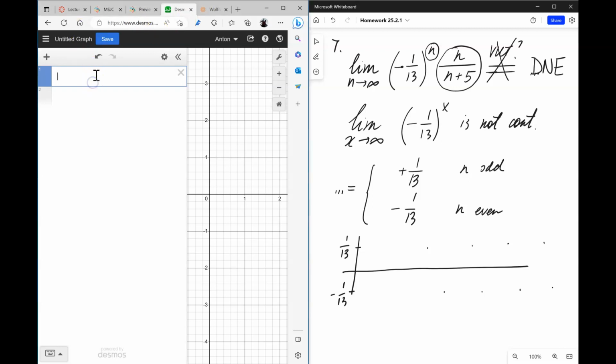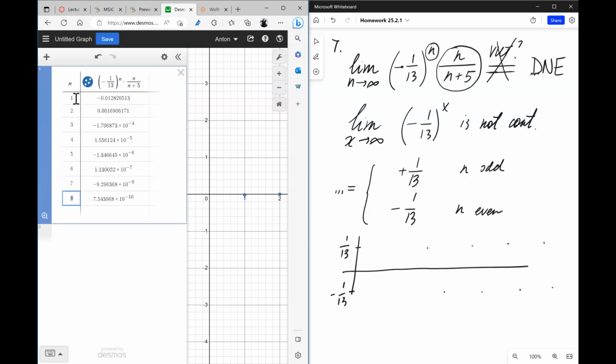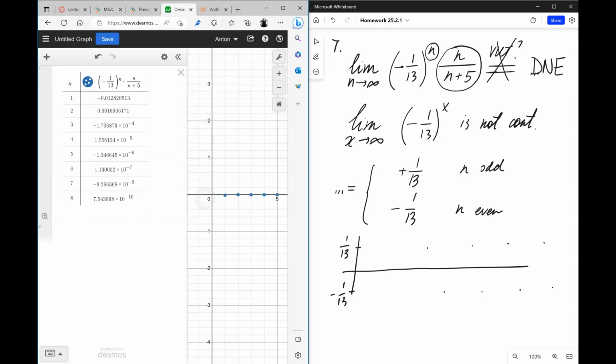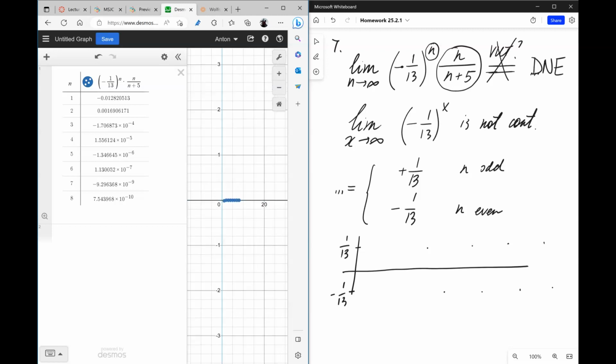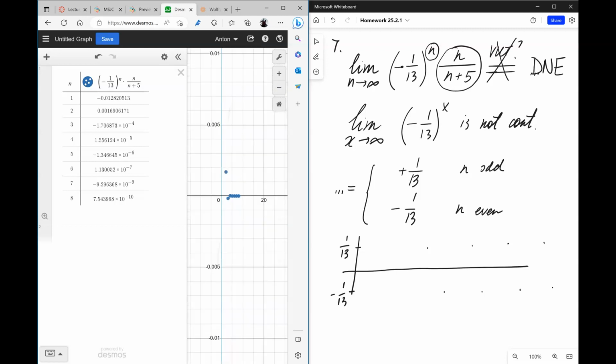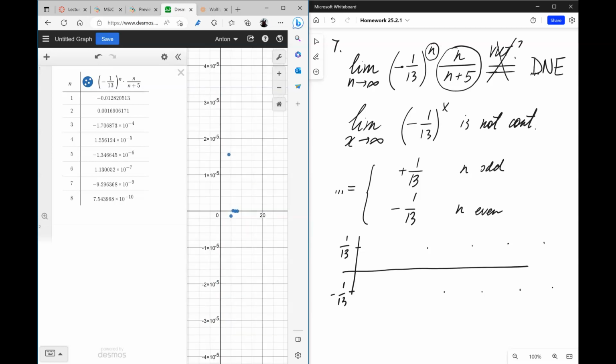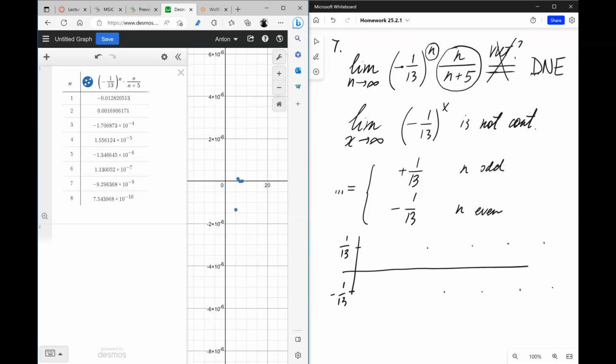And to see it visually, let's just plot this sequence. We're going to put n over here, and we're going to put this formula over here: (-1/13)^n times n/(n+5). And we have 1, 2, 3. And what do you see here? You see kind of exactly what I said, right? It just bounces between positive and -1/13, so you have to zoom in to see that difference.